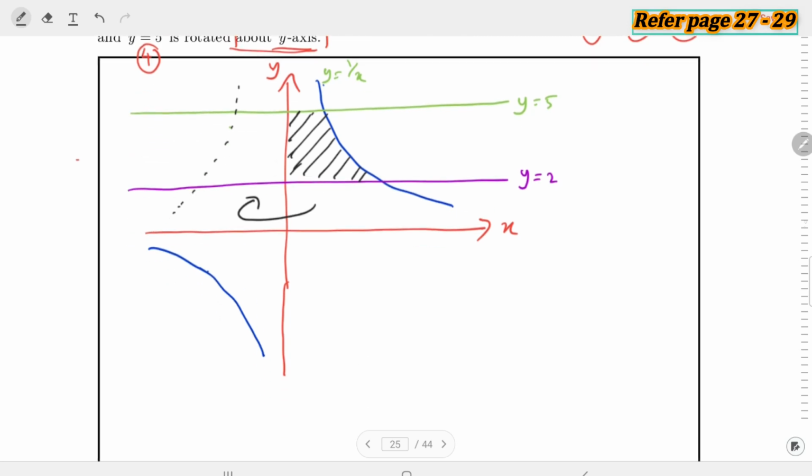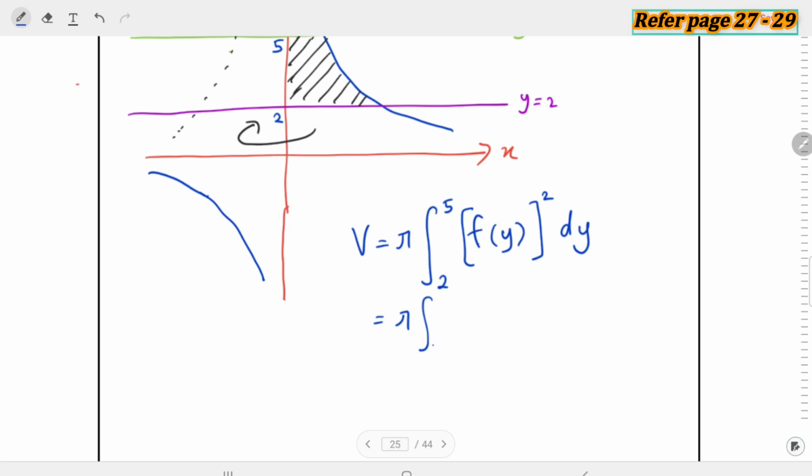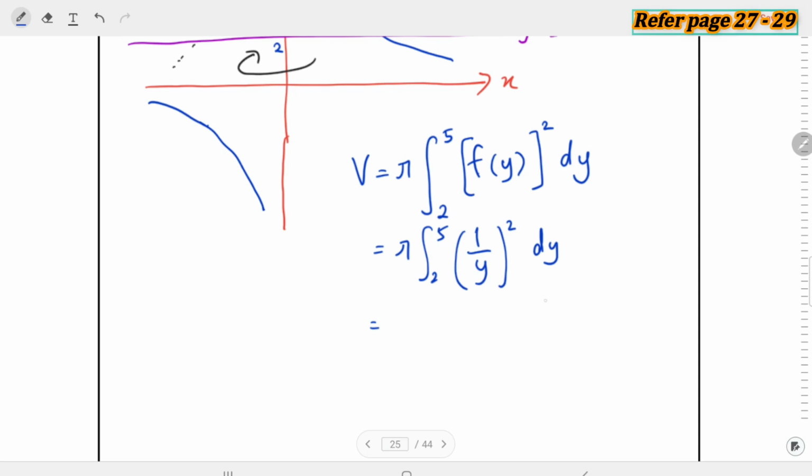Now we find the volume. Volume equals, and always put your pi in front here. For the limits, we know here is 2 and here is 5. So from 2 to 5, of the function y squared, with respect to y, because it is rotated about the y-axis. Now the function of y is 1 over y. So to integrate this, I change it to index form for better integration.